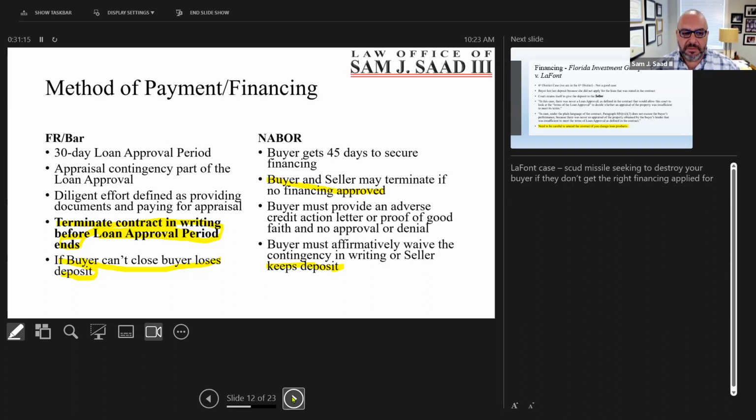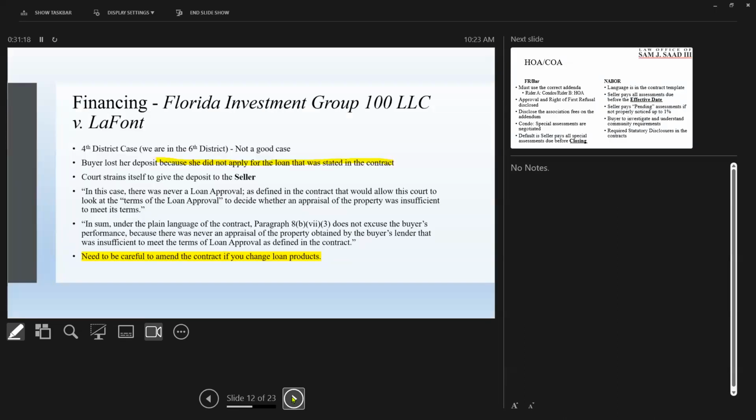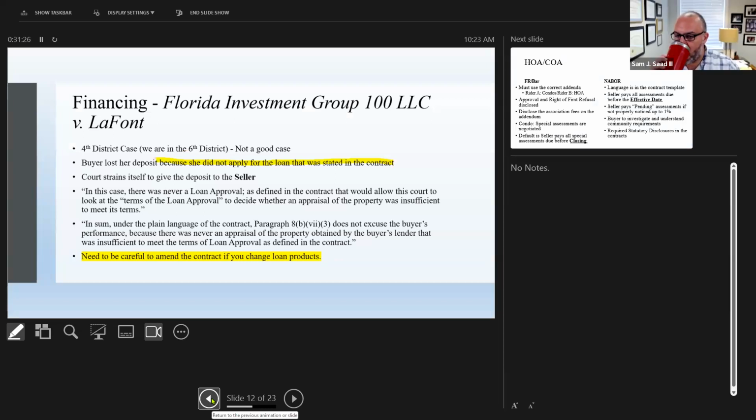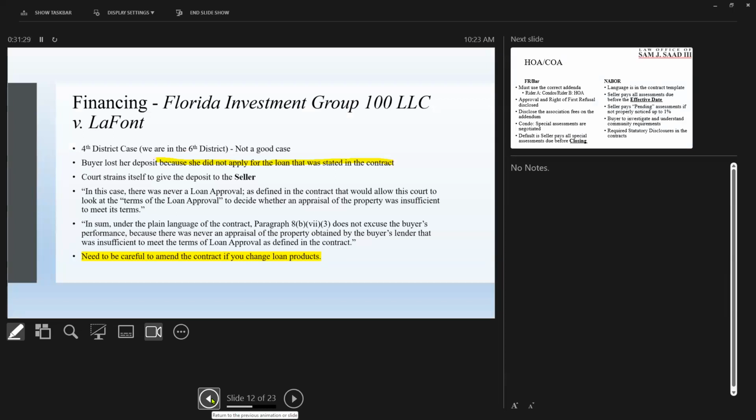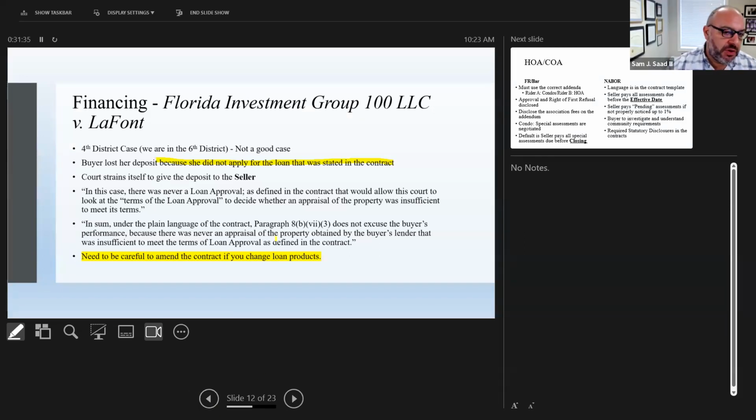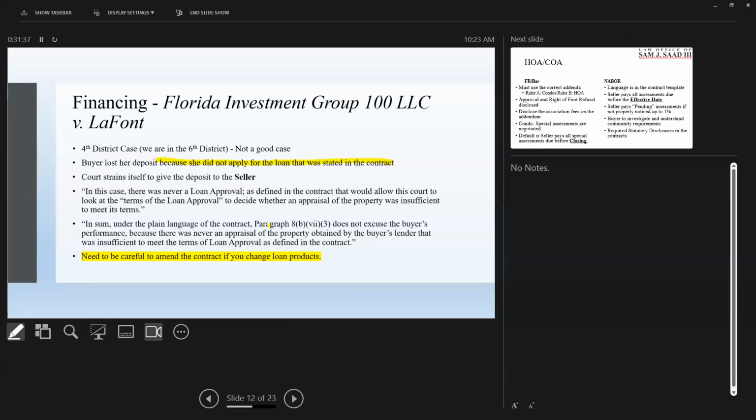So Sam, on the NABOR for what you just spoke about, you're saying it's at the end. So let's say on Wednesday it ends, right? That's right. The 40 some odd or 45 days. Then the following day, when you have 24 hours, 48 hours, I mean. No, you can terminate all the way up until closing. All the way up until closing, okay.